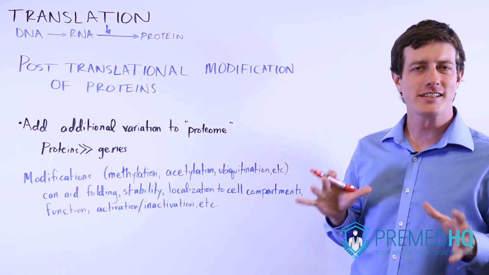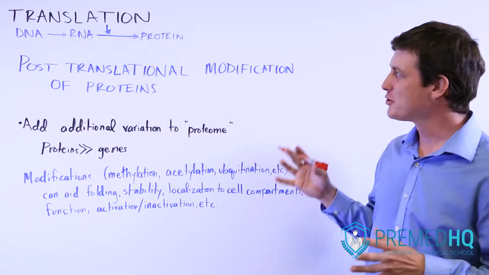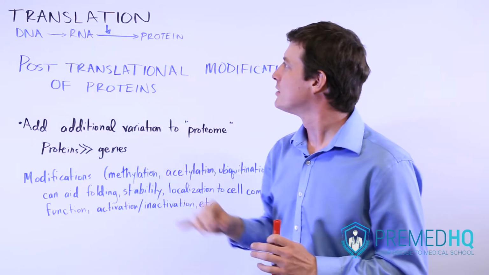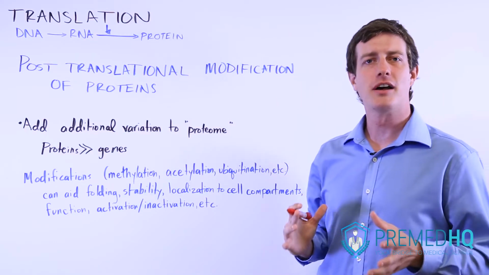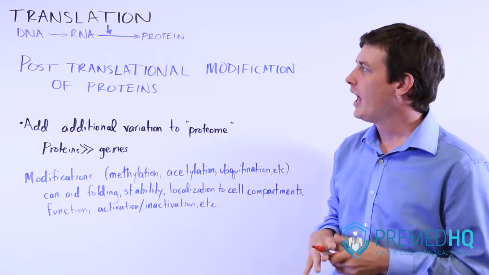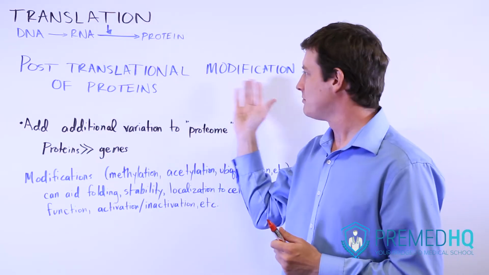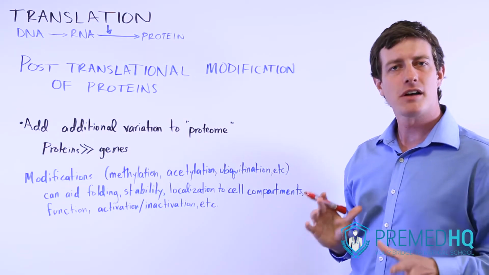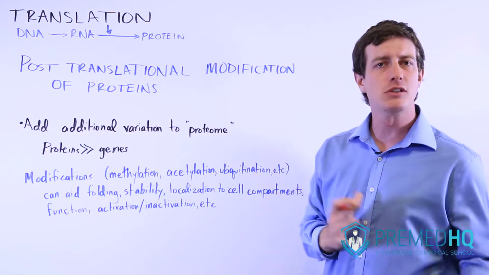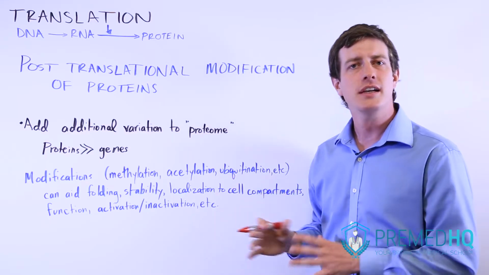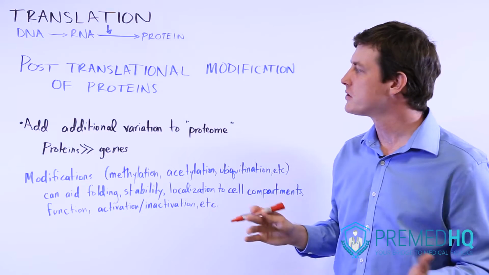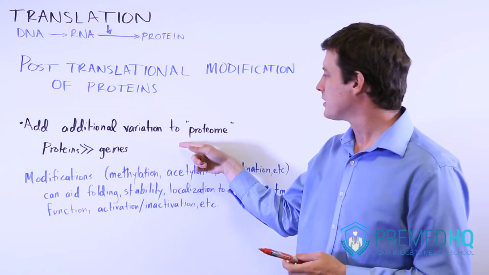Although translation is the last step of the central dogma, which involves DNA turning into RNA, turning into protein, there are additional modifications that can occur. And these are called post-translational modifications of those proteins. And these modifications can add additional variation and diversity to the types of proteins your body can produce. And this has been termed the proteome.